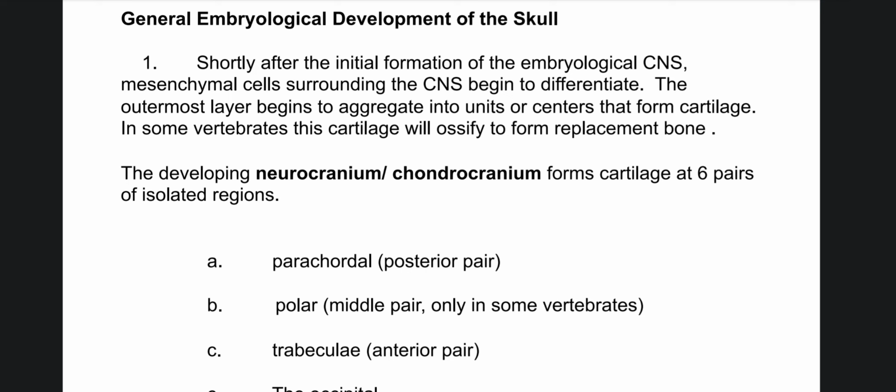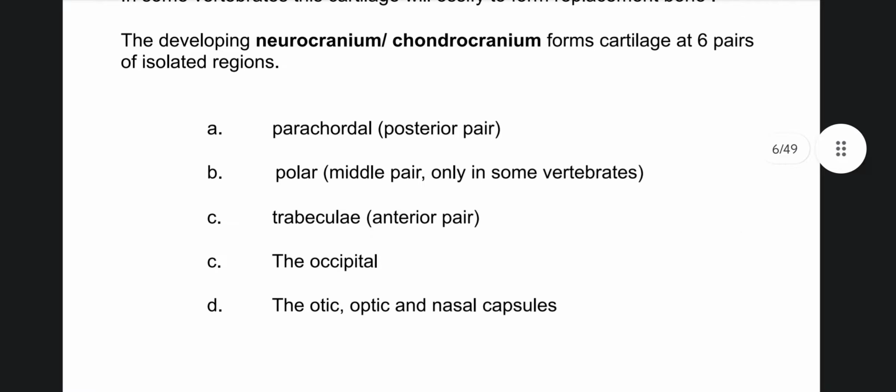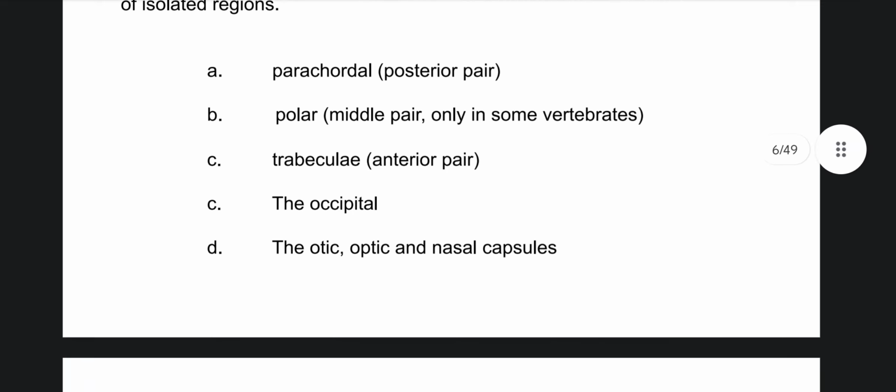The developing chondrocranium forms cartilage at 6 pairs of isolated regions. Look at where it forms. Paracordal region, it is a posterior pair. Polar region, middle pair, only in some vertebrates you will find. Trabeculae, present on the anterior side, so anterior pair. The occipital pair, which is present on the back side of the head. The optic and nasal capsule, which are present near the ear, eye and nose, where ossification and cartilage started to develop.